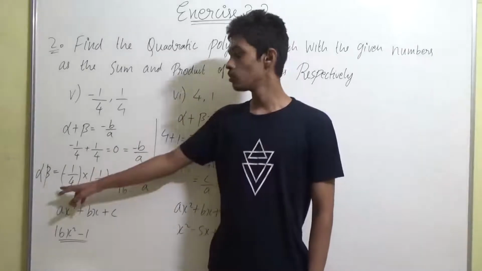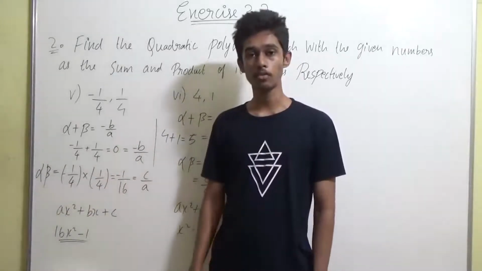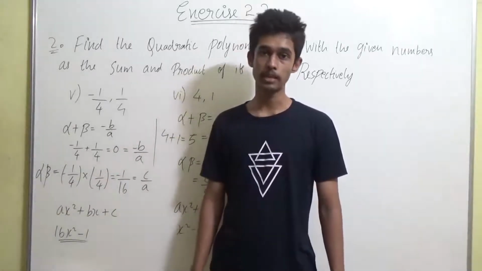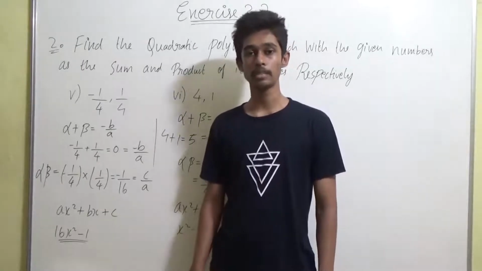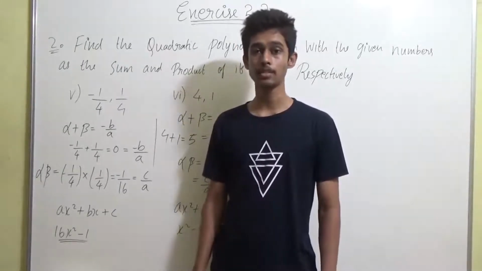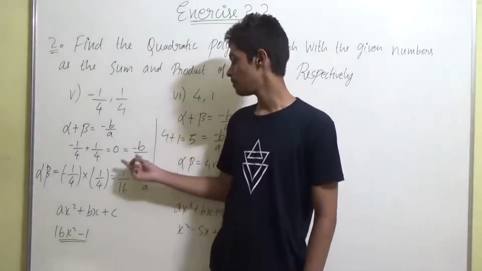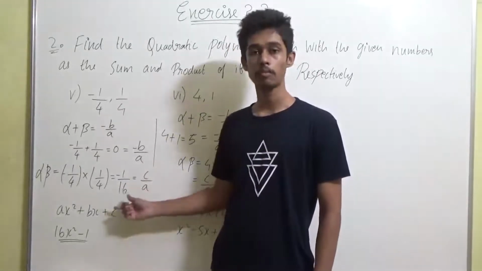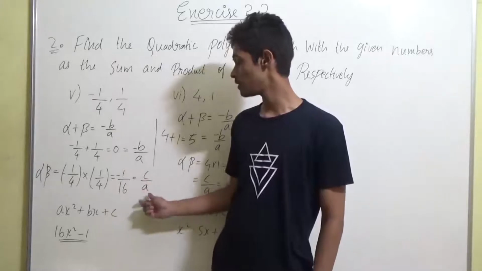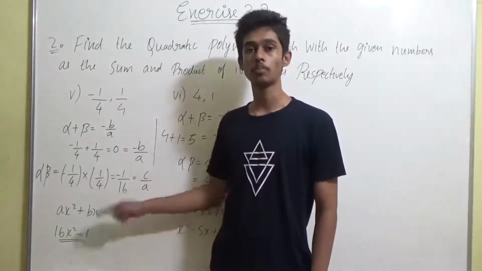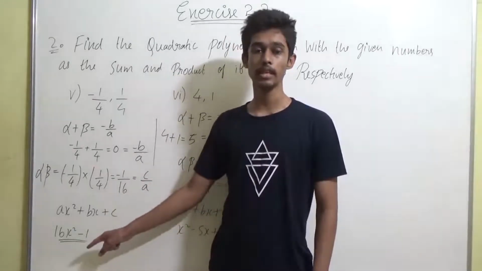So, and then you do alpha into beta, that is minus 1 by 4 into 1 by 4, which should be equal to c by a, that is minus 1 by 16 should be equal to c by a, which means the value of a is going to be 16 while comparing this. So c by a is equal to minus 1 by 16, which means the value of a is 16.